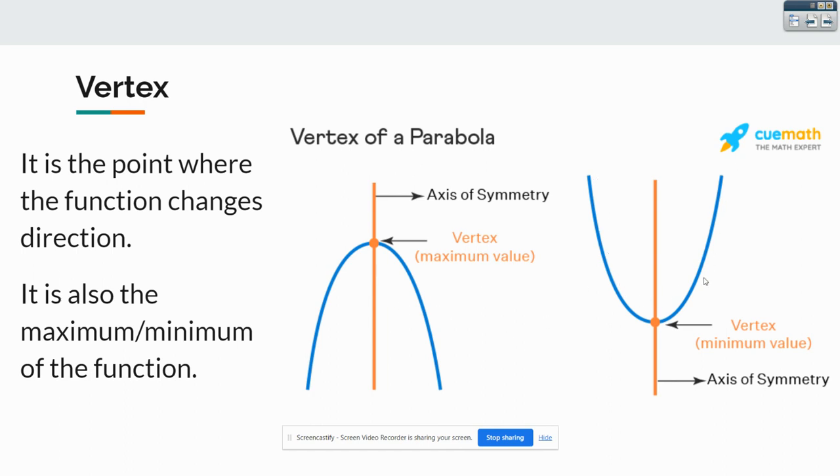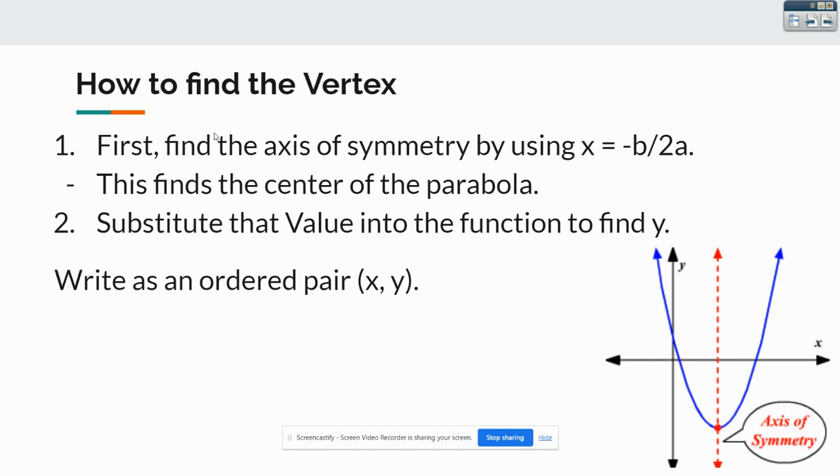However, when the graph goes the other direction, when it looks like a U, and we'll talk about what makes them look these ways later, then that vertex point happens to be the minimum because it's the lowest point of the function. But what you'll notice in all of these pictures is that this vertex point is always on the axis of symmetry because it's always in the center of the graph. So if we found the axis of symmetry, we've found half of the vertex. Let me explain what I mean by that. How we're going to find the vertex is, the first thing we're going to do is find the axis of symmetry.